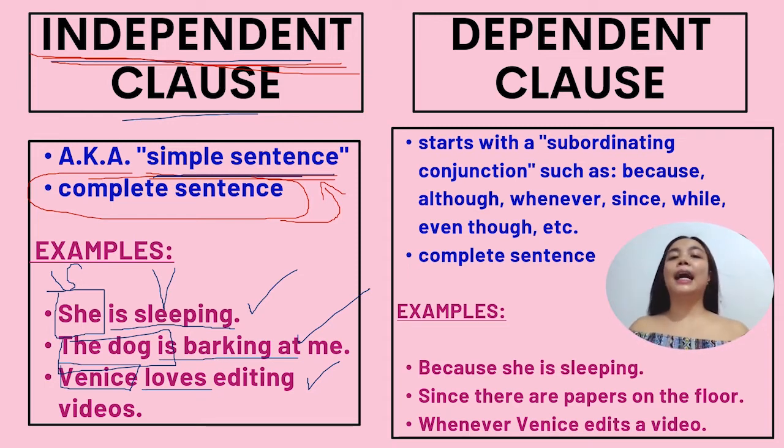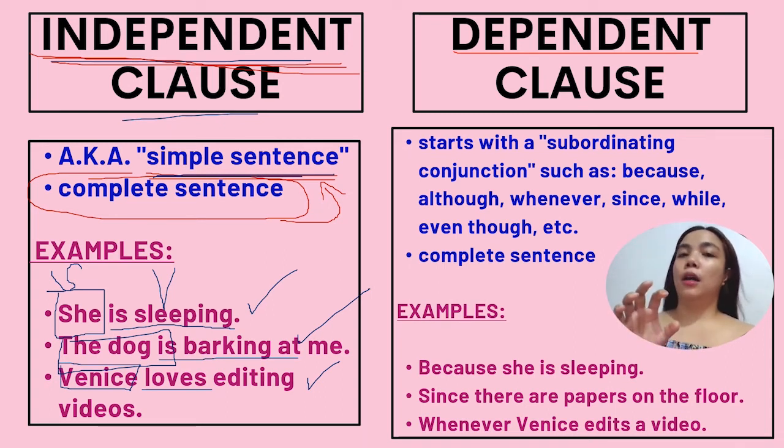Next, let's have the dependent clause. When we say dependent, what do we mean? When a person is dependent on you, that person could not do something without you, right? It's the same as a dependent clause. It cannot stand alone. It can only have sense when it is connected to an independent clause.